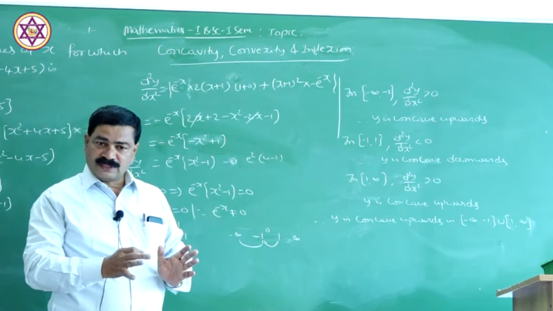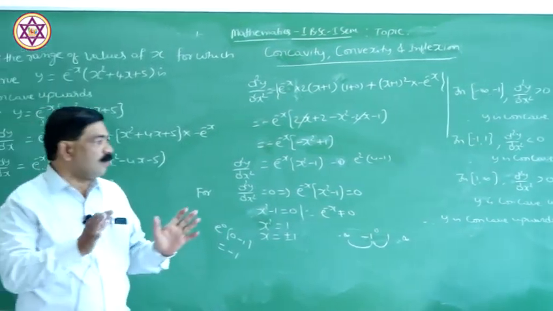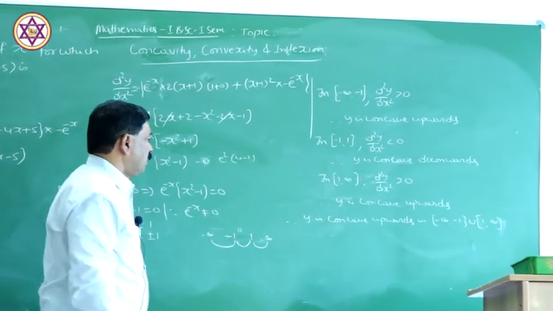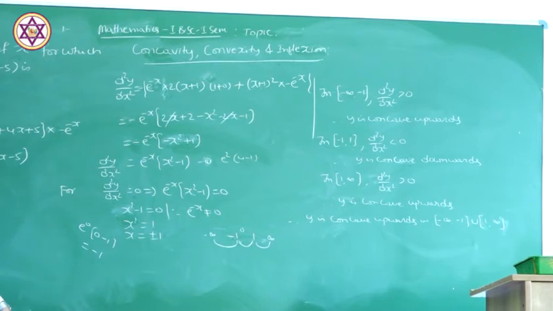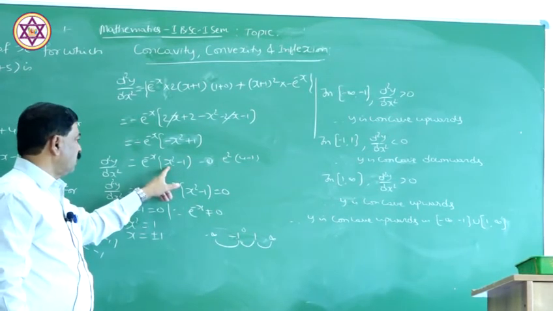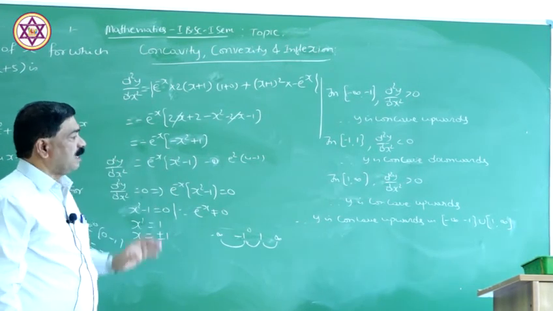If we get positive, we say that concave upwards. If we get negative, we say that concave downwards. Next interval 1 comma infinity. If we take 1 to infinity, means if we take 2, 4 minus 1 is 3; if we take 3, 9 minus 1 is 8, we get positive values for the second derivative.